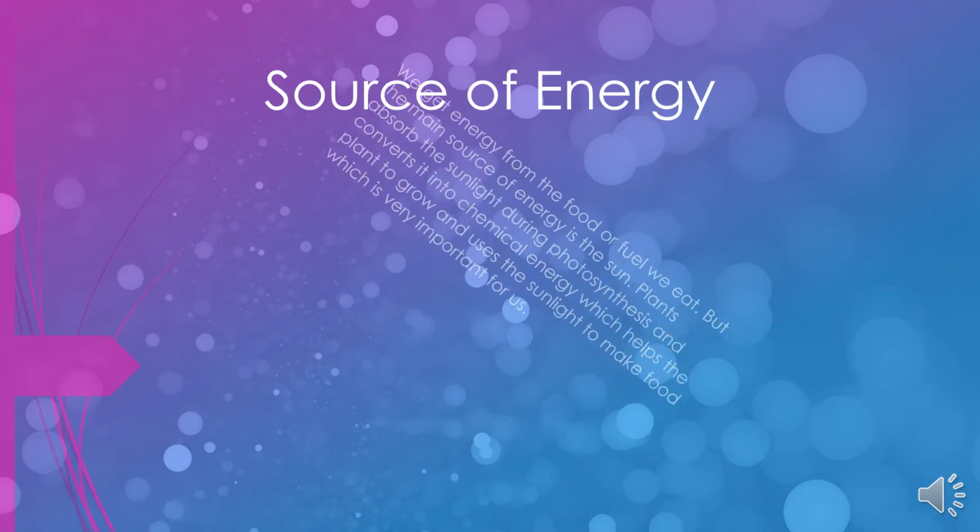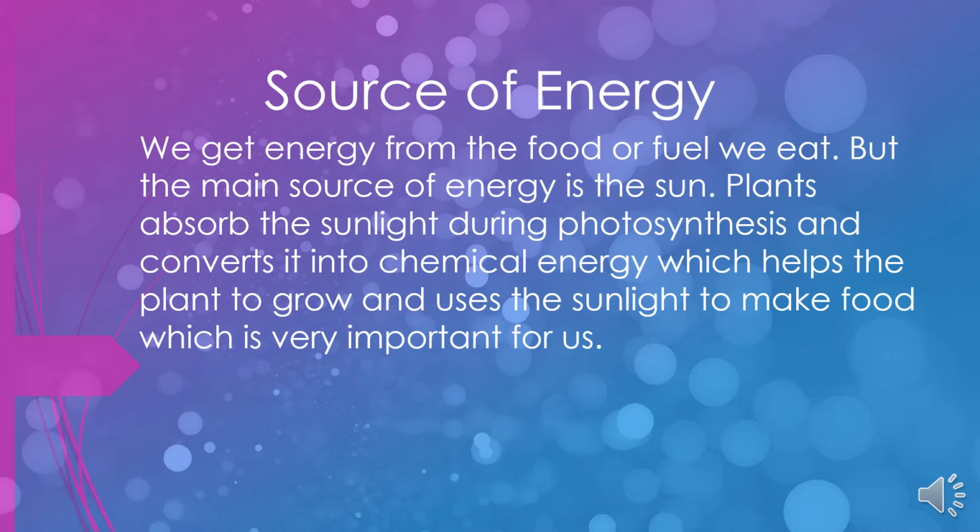The main source of energy is actually the sun. We get energy from the food or fuel we eat, but the main source of energy is the sun. Plants absorb the sunlight during photosynthesis and convert it into chemical energy, which helps the plant to grow and uses the sunlight to make food, which is very important for us. And that gives us energy. So this is an energy cycle, we can say.